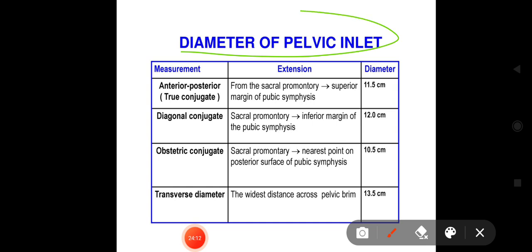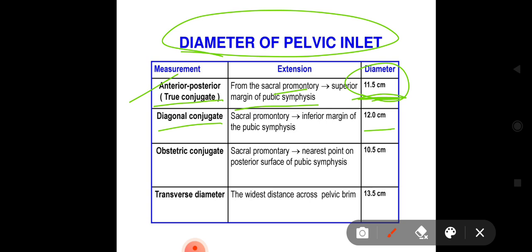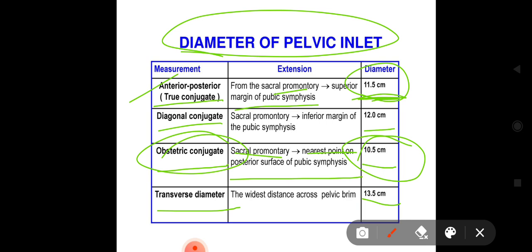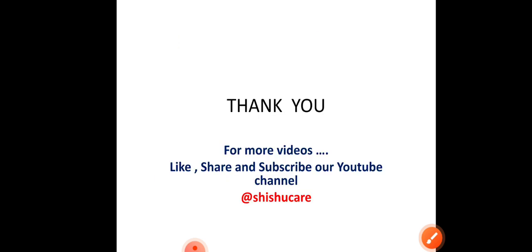Now diameters of the pelvic inlet. Anteroposterior is the true conjugate, extending from the sacral promontory to the superior margin of the pubic symphysis; diameter is 11.5. So anteroposterior true conjugate diameter is 11.5, diagonal conjugate 12, obstetric conjugate 10.5, transverse diameter 13.5. Obstetric conjugate is important. It is from the sacral promontory to the nearest point on the posterior surface of the pubic symphysis, and its diameter is 10.5 centimeter.